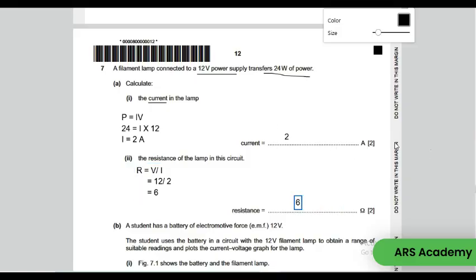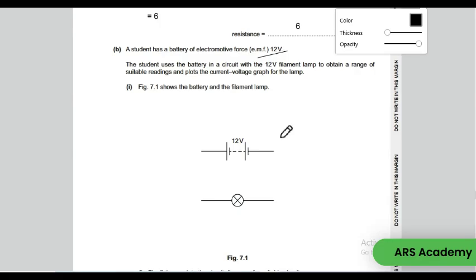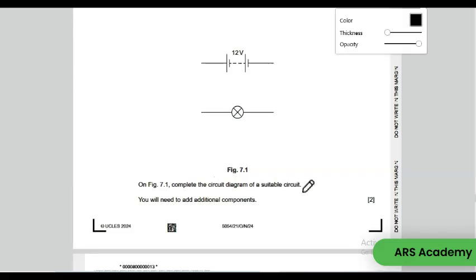Question 7B. A student has a battery of electromotive force 12 volt. The student uses the battery in a circuit with the 12-volt filament lamp to obtain a range of suitable readings and plots the current-voltage graph for the lamp. Part 1. Figure 7.1 shows the battery and the filament lamp. On figure 7.1, complete the circuit diagram of a suitable circuit. You will need to add additional components.